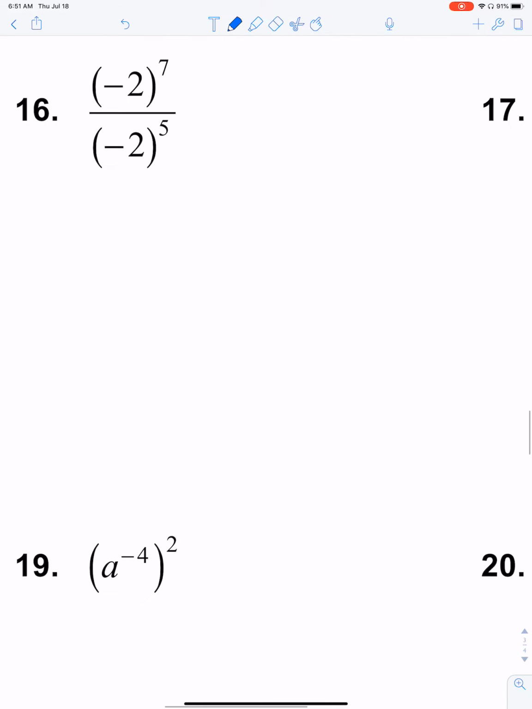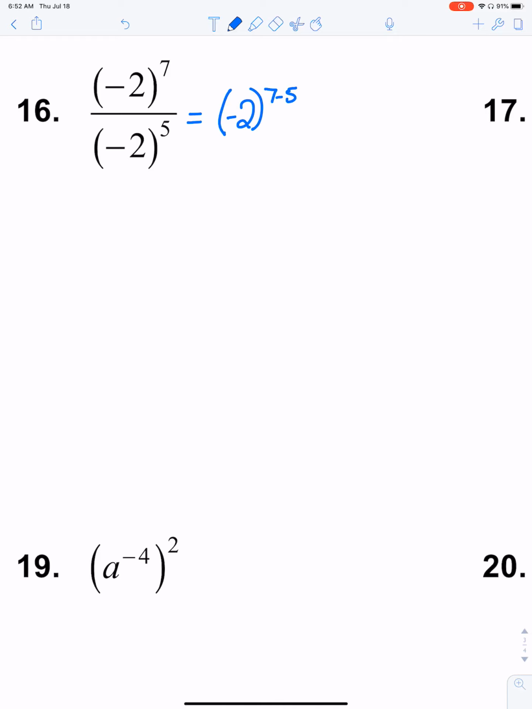All right. So number 16, again, negative 2 to the 7th power. That's something I don't want to do. So negative 2 to the 7 minus 5, that's something I can do. 7 minus 5 is 2, and negative 2 squared, since the negative is in the parentheses, this means it's negative 2 times negative 2, which is a positive 4 as your answer.